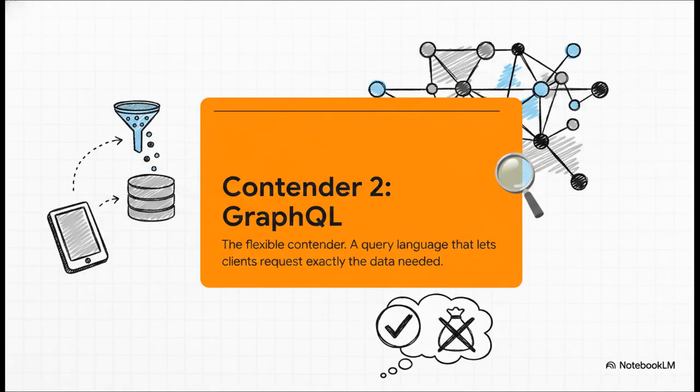Okay, next in the ring is GraphQL, the flexible data fetcher. Now this one's really cool. It's a query language that lets the client, your app, ask for exactly the data it needs. No more, no less. This is a huge deal because it solves one of REST's biggest headaches, overfetching. When you get a whole bunch of data you didn't even ask for and end up wasting bandwidth.